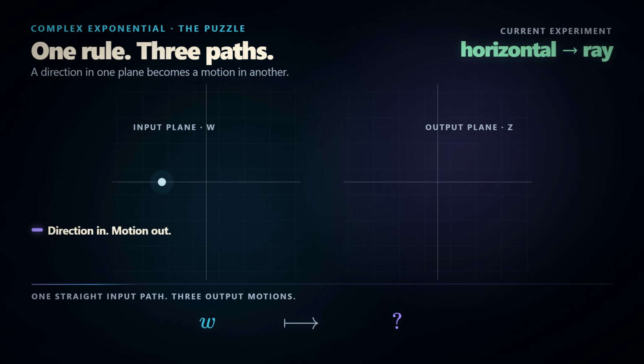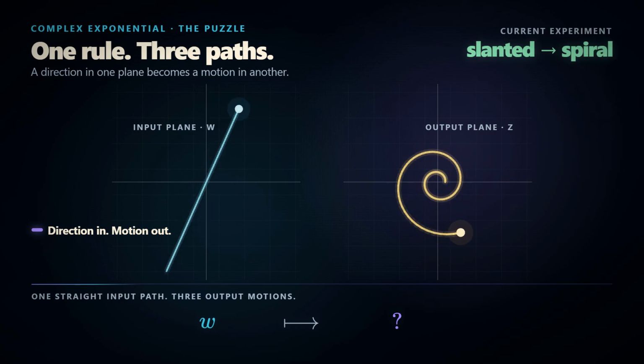Begin with a point on a straight path in an input plane. Send that path through one mysterious function. One direction becomes a ray racing outward. A perpendicular direction becomes a circle that never grows. Tilt the path between them, and the output spirals, rotating as its radius changes.